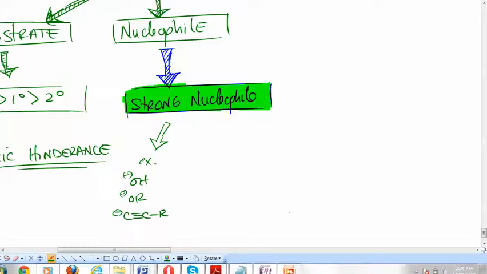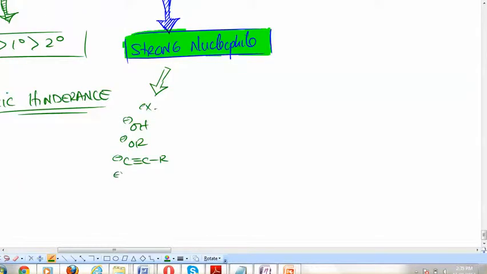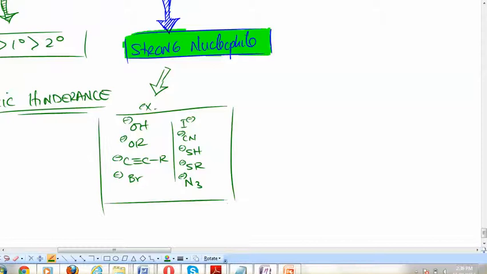A couple more. Alright, so we'll also add Br minus, iodine, cyano group, and this one. These are all strong nucleophiles.